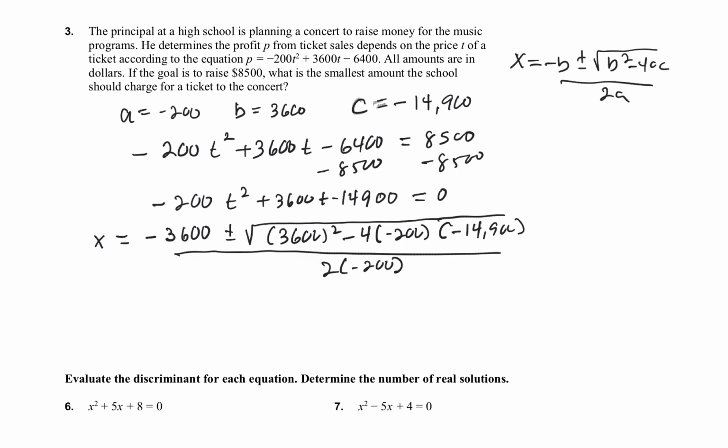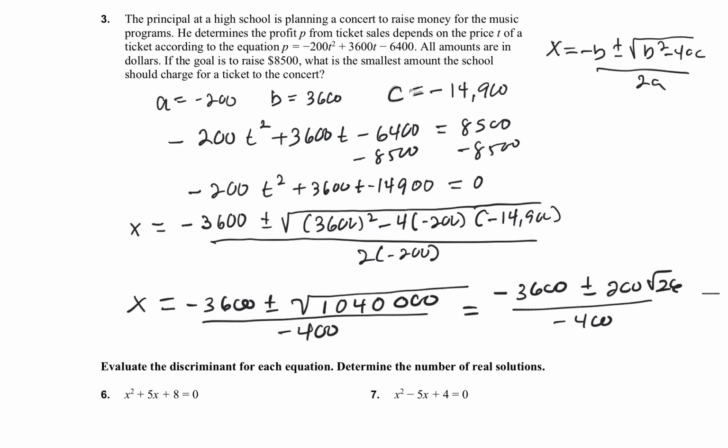Okay, so let me use a calculator. So when I evaluate the discriminant, I got 1,040,000. And then when I got the square root of that, I got 200 times the square root of 26. What I'm going to do now is I'm going to put it in the calculator and figure out the prices that it could be. So the lowest that we want to charge is $6.45. I went ahead and put this in the calculator, and I did convert it to a decimal. So the answer to number 3 is the lowest is $6.45.